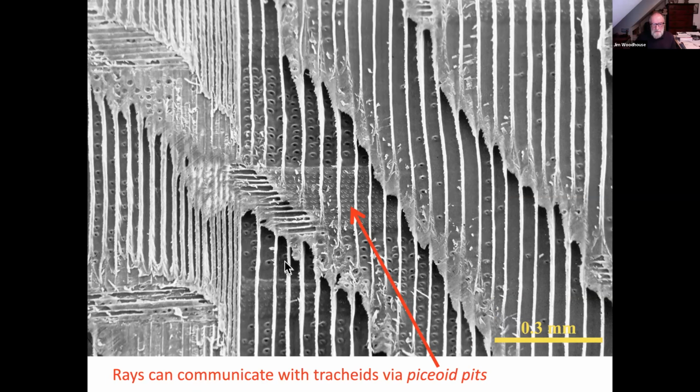There's one more kind of pits. Now here's a slightly closer view. Now you recognize the landscape now. We've got tracheids running vertical. Here's a ray running across horizontally. And you can see these smaller little oval openings here. Those are called piscioid pits. And they let fluids link between the tracheids and the rays. So stuff can be transported in the radial direction in the tree.